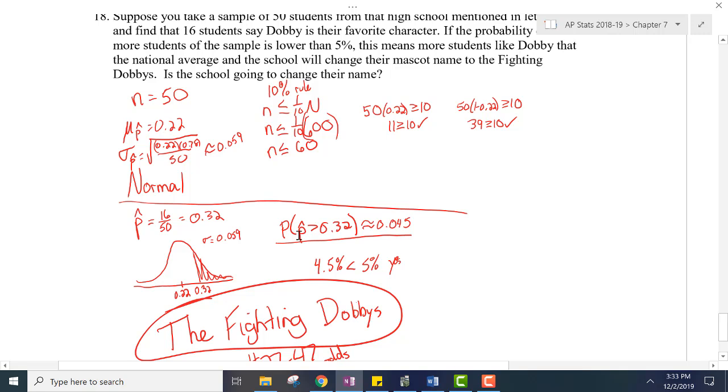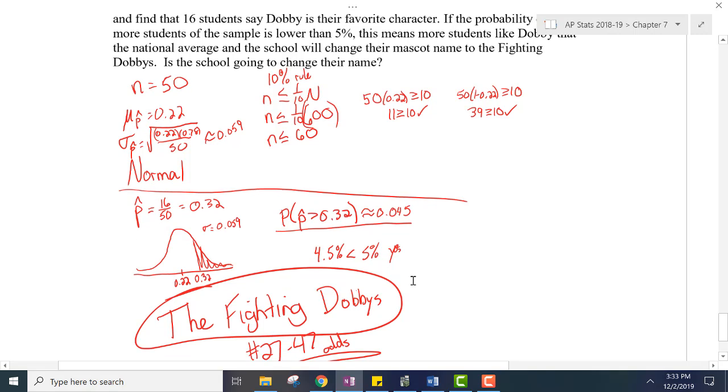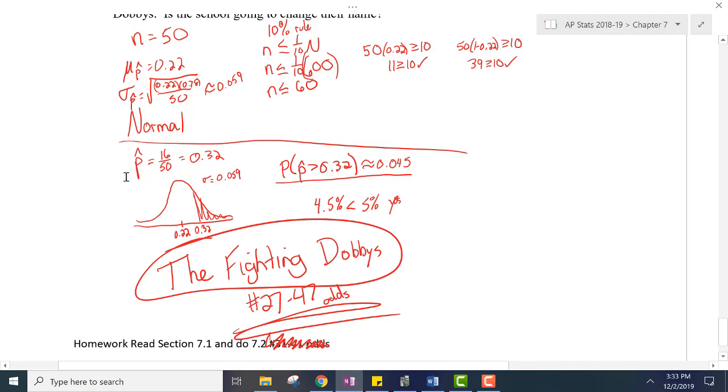What is the probability that p-hat is greater than 0.32? That's about 0.045%, which is less than 5%. So it would be rare to get that many people. So they're going to change their name to the Fighting Dobbies. And all we did was normal CDF stuff over here with this data: 0.32 being low, infinity being high, standard deviation, mean. So we have the Fighting Dobbies.